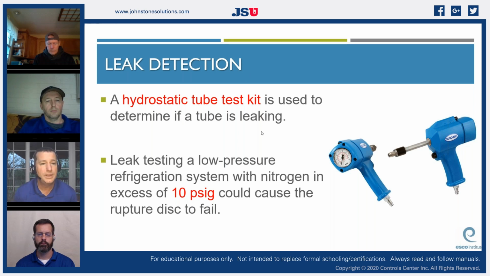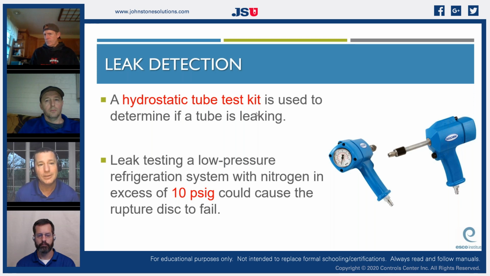One of the tools that you have available is called a hydrostatic tube test kit. It's used to determine if we have a leak inside of the tubes, because most of these evaporator coils, and a lot of times our condenser coils, are tube and shell heat exchangers. That's all they are, just a heat exchanger. I'll show you a diagram here in just a second. But the most common tool is using that hydrostatic tube test kit.